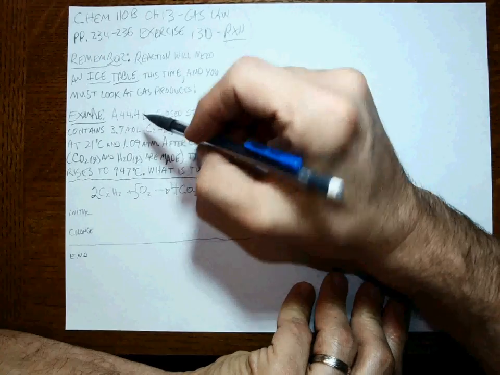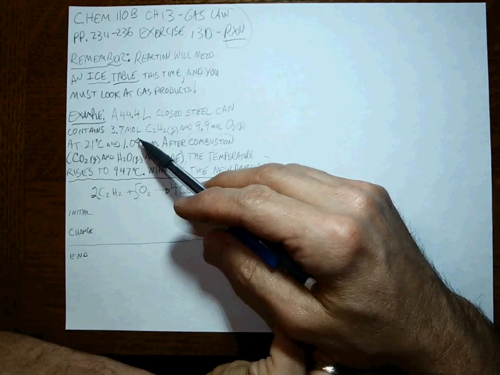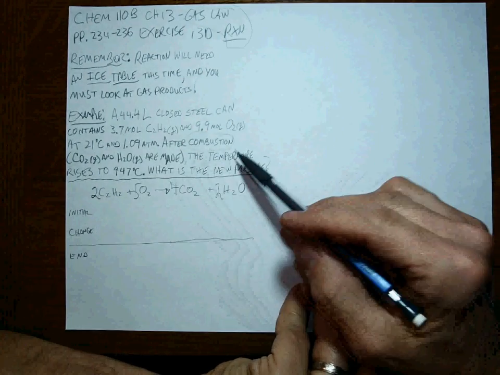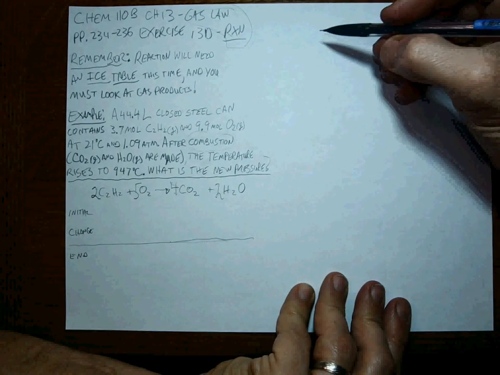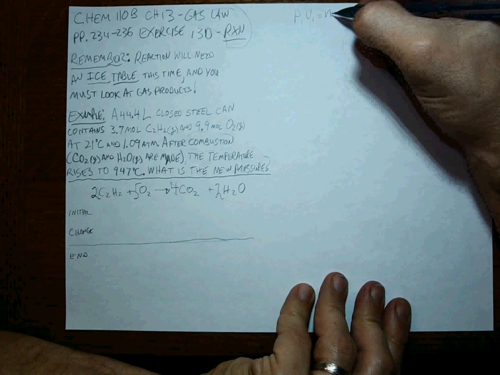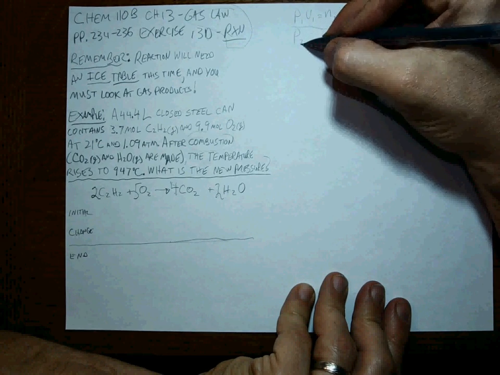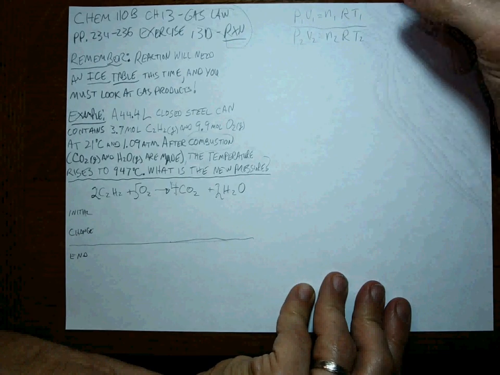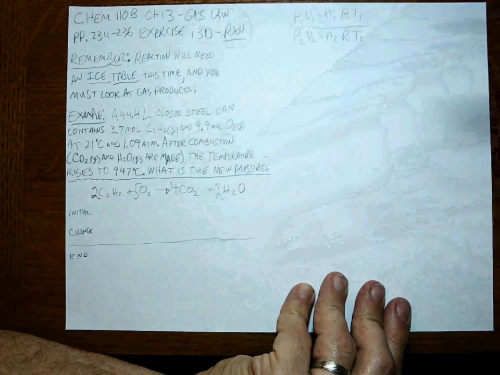Let's think about this. A 44.4 liter closed steel can contains this much gas and this much gas at this temperature and this pressure, and after the reaction the temperature goes up. What's the new pressure? Well, I hope you recognize here that this is a P1V1 over P2V2 problem, right? Because we got 2 different sets of conditions here. Cold temperature, low pressure, hot temperature, want to know the new pressure.